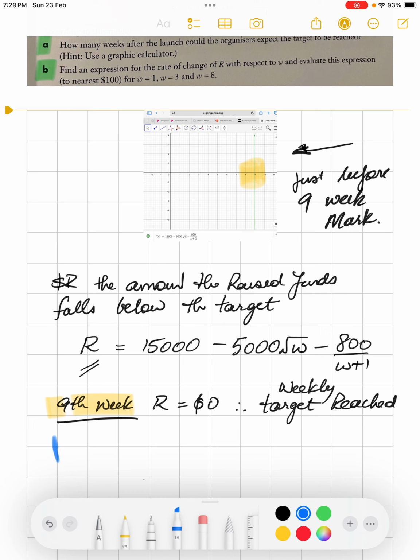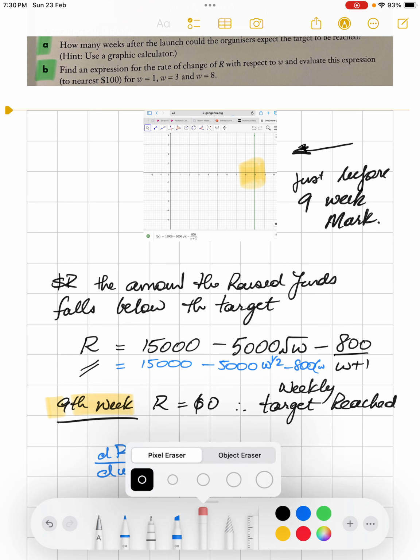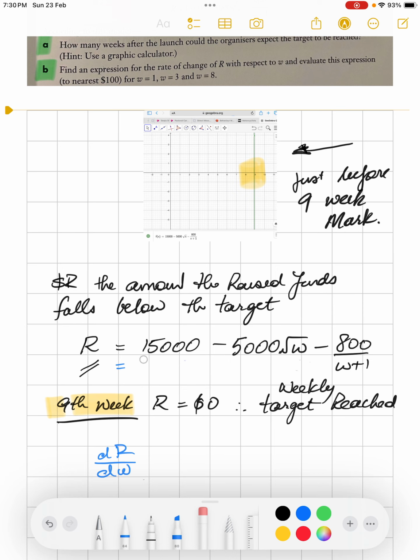Now we're after part B, and it says get an expression for the rate of change with respect to W. So we want dR/dW. So I'm going to get this ready. I'm going to leave that as 15,000. I'm going to change square root of W into W to the power of a half. And I'm going to change this into W plus 1. Didn't leave myself much space to do that, so let's just rewrite that again. I'll just put it above here.